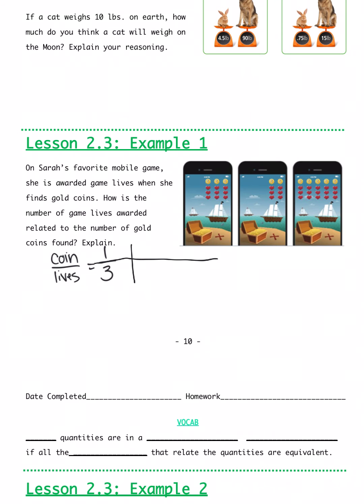It looks like when she had 3 coins, she had 9 game lives. When she had 2 coins, she had 6 game lives. And when she had 5 coins, she had 15 game lives. We need to make sure that each time we get that 1 to 3 ratio. If we divide 3 by 3 and 9 by 3, we end up with 1/3. If I divide this by 2 and this by 2, I end up with 1/3. And if I divide this by 5 and this by 5, I end up with 1/3.